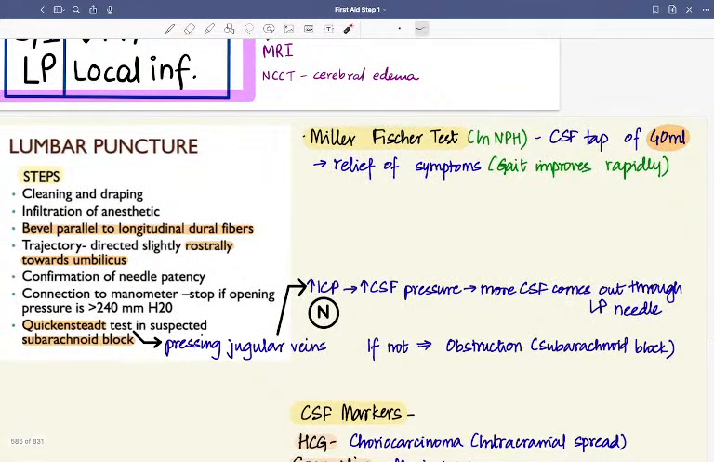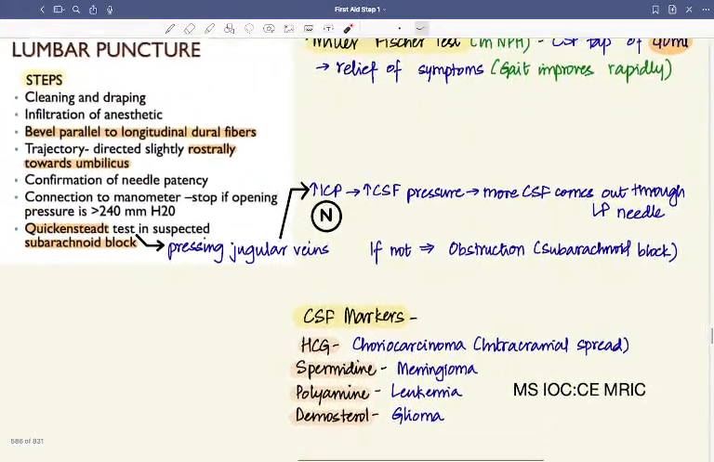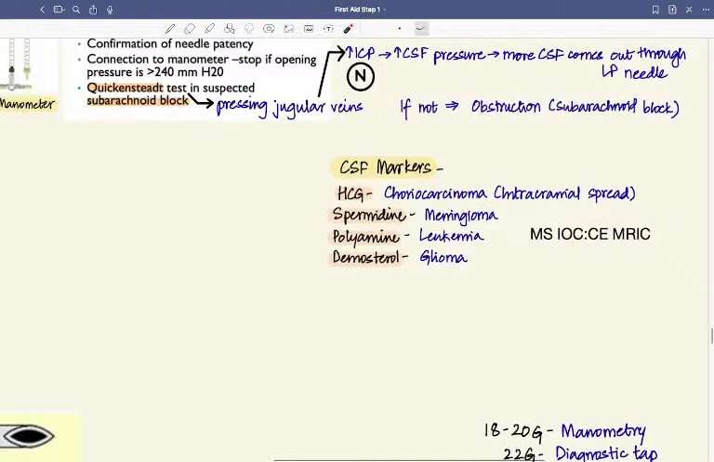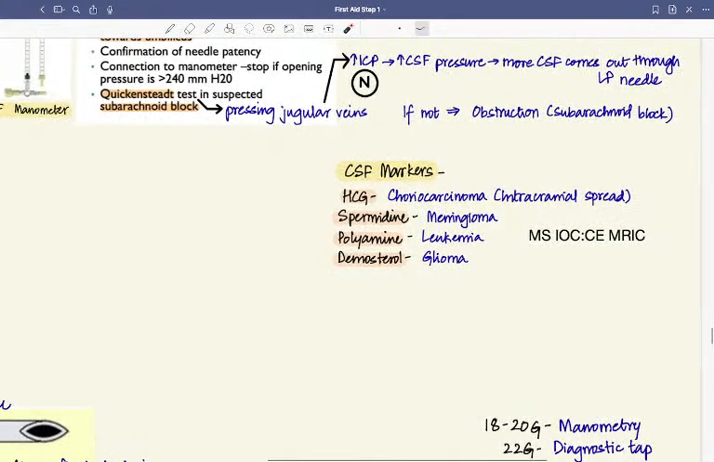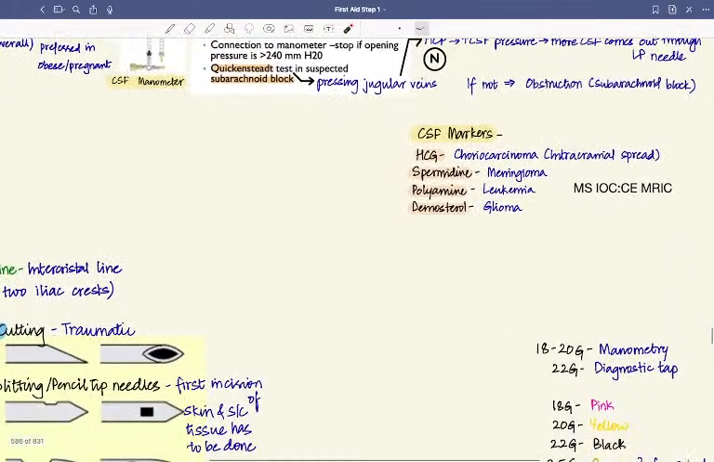What is the Miller-Fisher test in NPH? Normal pressure hydrocephalus: CSF tap of 40 ml, relief of symptoms, and gait improves rapidly is the Miller-Fisher test. What are the CSF markers? Choriocarcinoma has HCG, meningioma has spermine, leukemia has polyamine, and glioma has desmosterol. Investigation of choice for MS, multiple sclerosis, is contrast MRI. 18 to 20 gauge is for manometry.